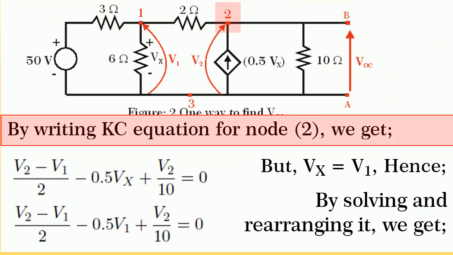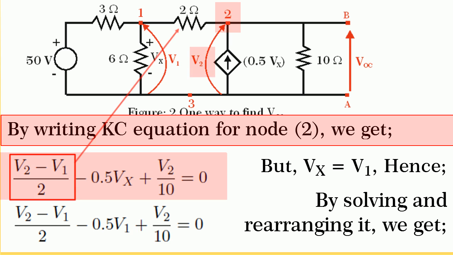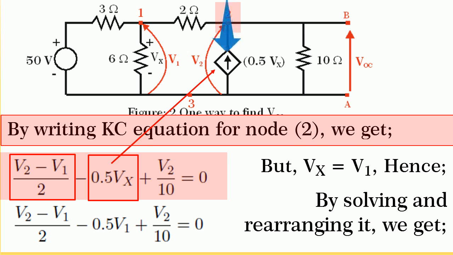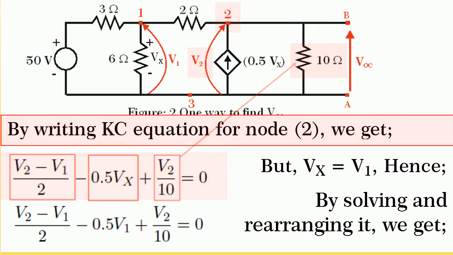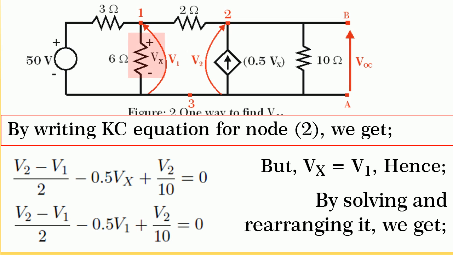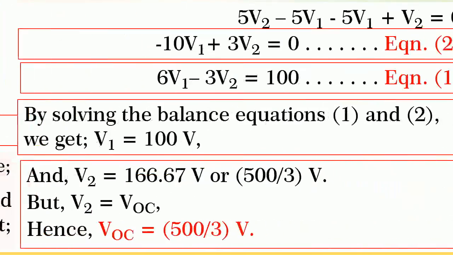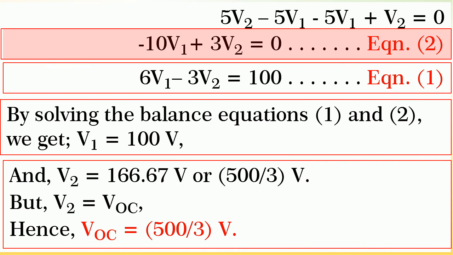By writing the Kirchhoff's current equation for node 2, we get (V2 minus V1) by 2 minus 0.5 Vx plus V2 by 10 is equal to 0. But we know Vx is equal to V1. Hence, by substituting for Vx, solving and rearranging it, we get minus 10 V1 plus 3 V2 is equal to 0. Let it be equation 2.